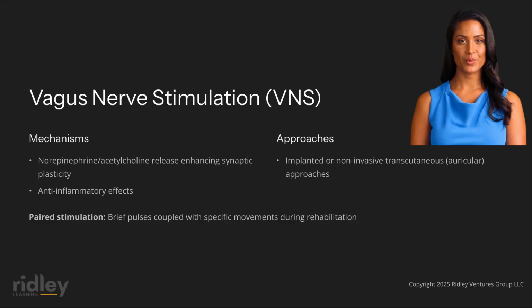The implanted approach, which has received FDA clearance for stroke rehabilitation, involves pairing brief stimulation pulses with specific movements during rehabilitation exercises, with the stimulation serving to reinforce the neural circuits activated by movement practice. This paired stimulation paradigm differs from continuous stimulation approaches used in other vagus nerve stimulation applications, with the temporal coupling of stimulation and movement considered essential for the rehabilitative effect.